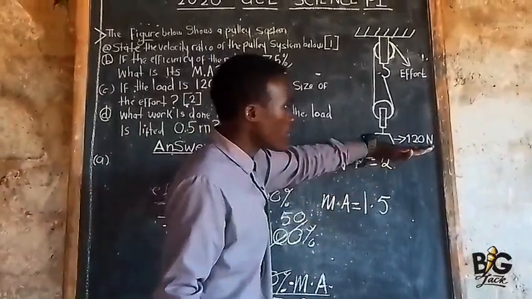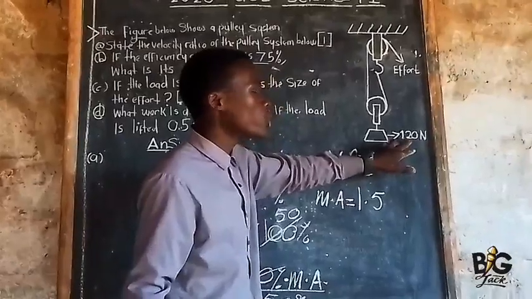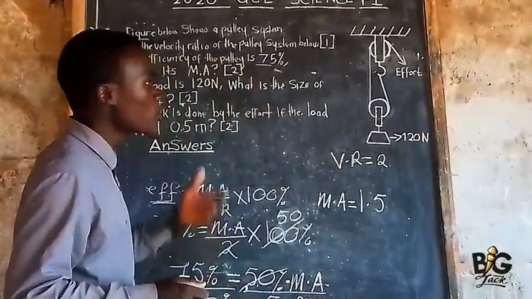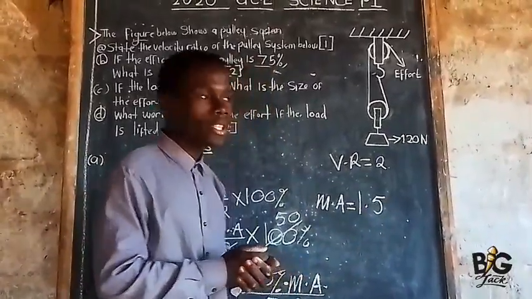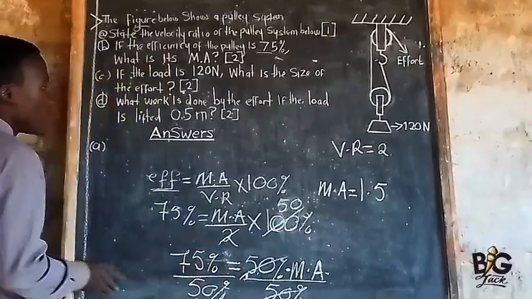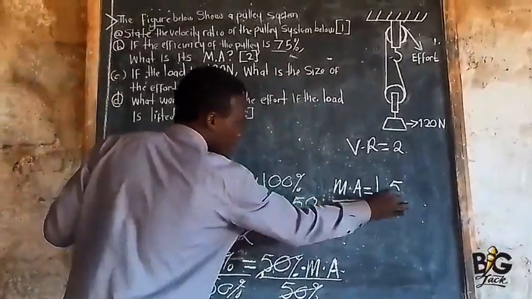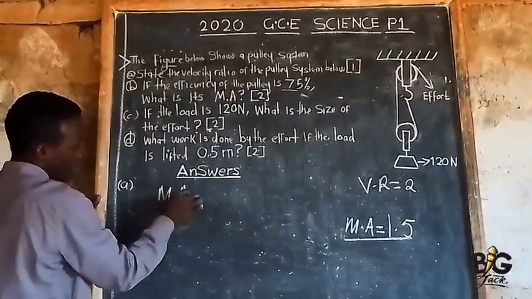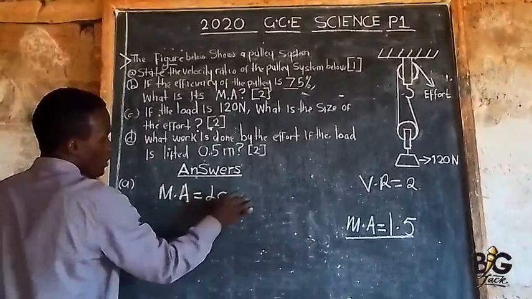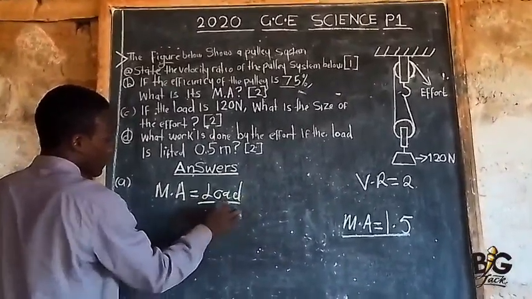So, according to the question that we have here, the load is 120 newtons. Meaning the force which is going to be applied here should be less than what? 120 newtons. So let's find that one. Now, remembering that we have already calculated the mechanical advantage, mechanical advantage is equal to load over effort.